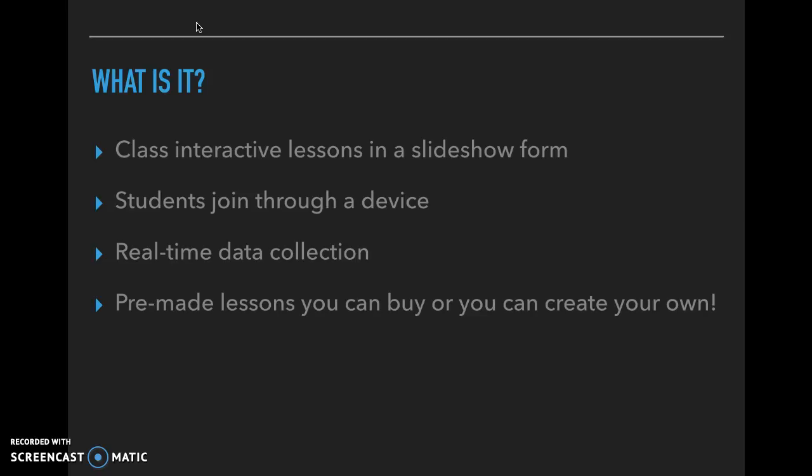So also on this site, there are pre-made lessons that you can buy because you do have to pay for this site. They're about $3, the ones that I saw. A lot of them are like $3 to $5. Or you can create your own. So if you don't want to pay and you want to have your own specific content, you can create your own.